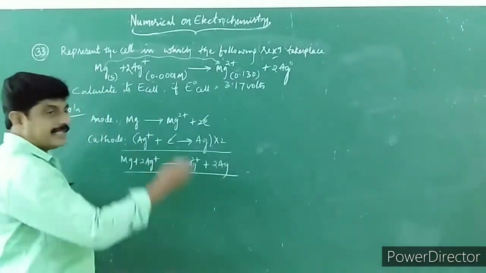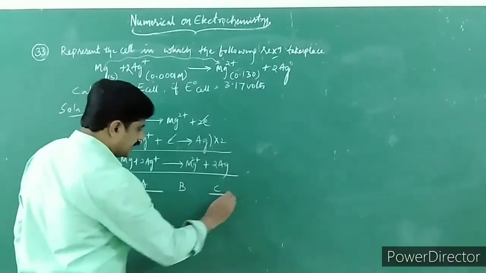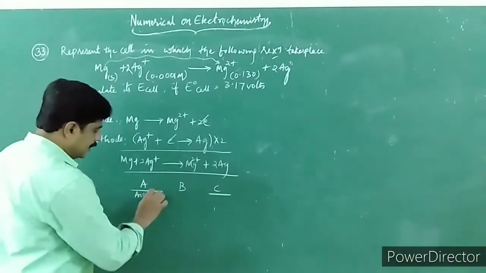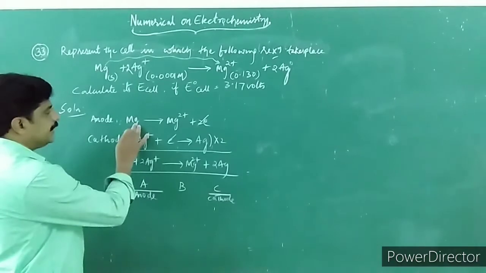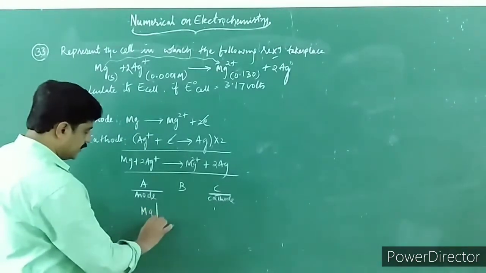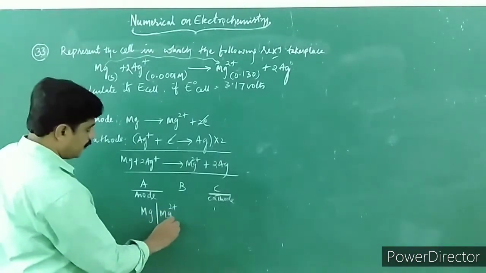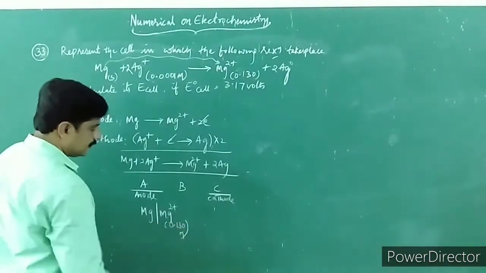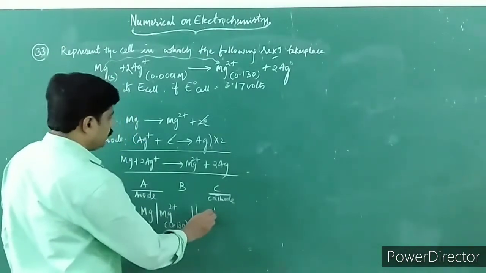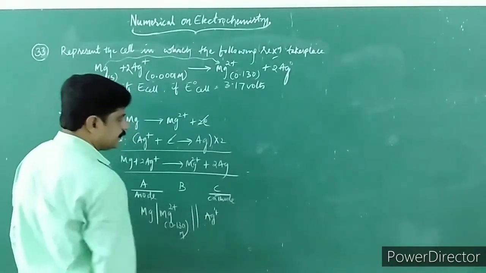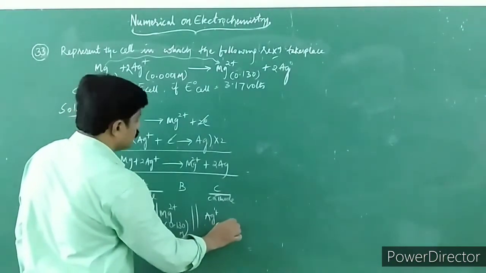Now I can represent the cell. How do you represent? You know, A, B, C. A stands for anode, C stands for cathode. Let me write the anodic reaction, then the cathodic reaction. How do you represent? Look at here. Anode is what? Anode is Mg, right? Mg, solid state, Mg2 plus ionic state. Concentration is given. How much is it? 0.130 molar. Double bar, salt bridge. Let me write the cathodic. Cathodic, first you have to write the ions. So we have Ag plus, what is the concentration here? Ag plus, 0.0001 molar.